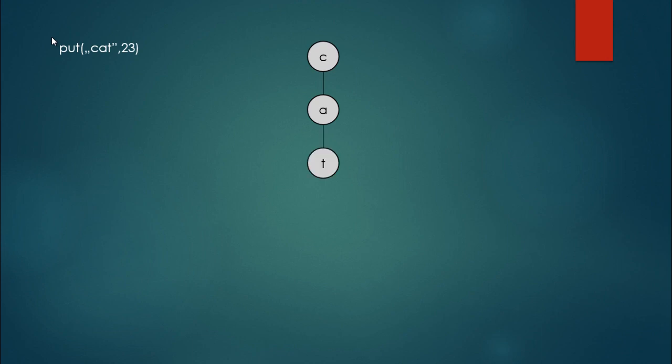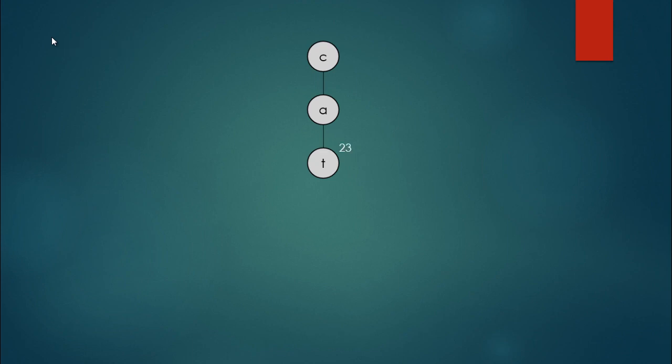So the first key while constructing our ternary search tree is quite easy. It is straightforward. We just have to build up a structure like this.